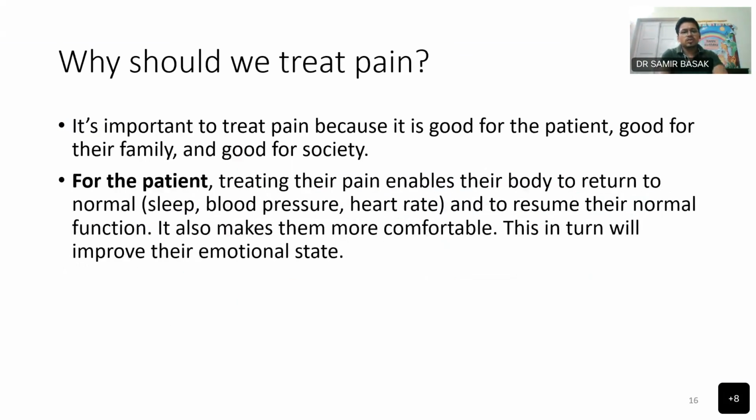So why should we treat the patient? Because it is good for the person, for the family, and for the society. For this reason, we should treat the patient. And for the patient, their body returns to normal, their blood pressure and their sleep will be normal. This is for the patient.